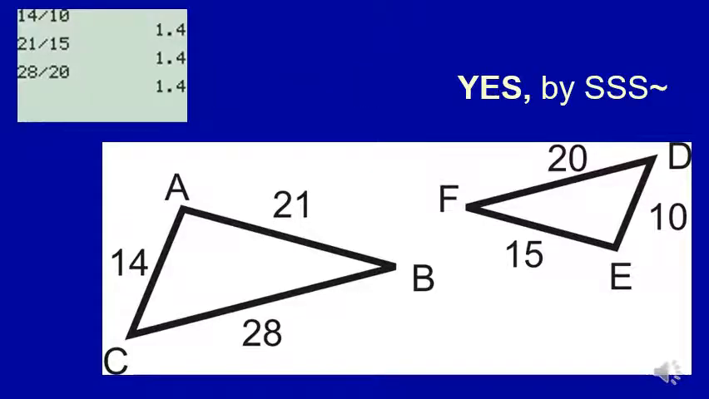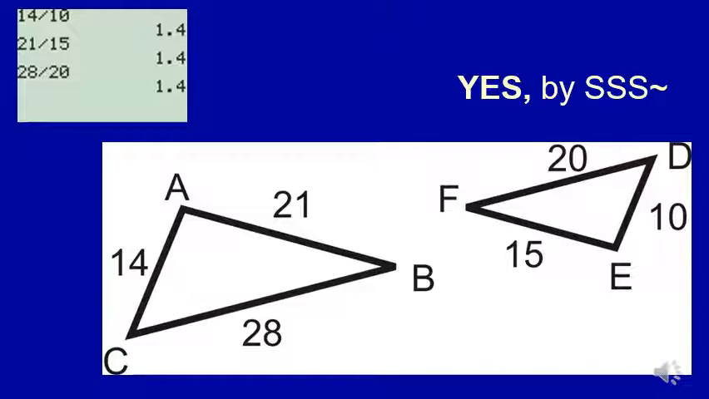And again, what you've got to be careful of is that you match up the right stuff, that the short side of the left one goes with the short side of the right one, medium with medium, large with large. And I divided up all of those and came up with 1.4 every time. 7/5 is what they'd reduce to. And so since that came out the same each time, then yes, these are going to be similar.